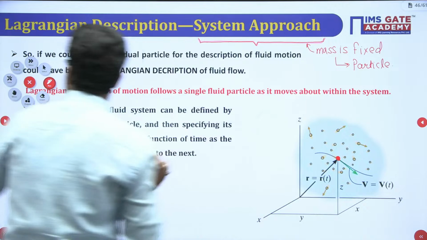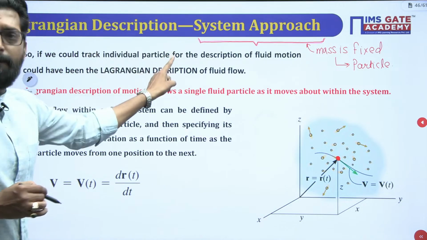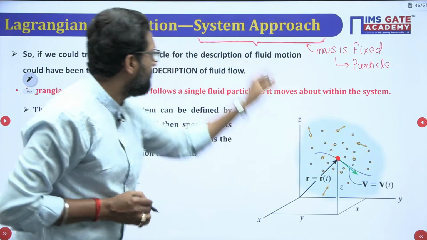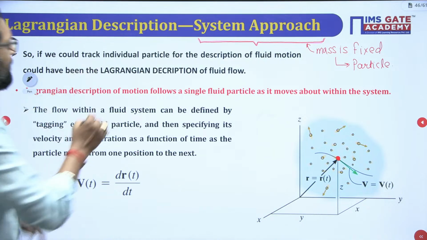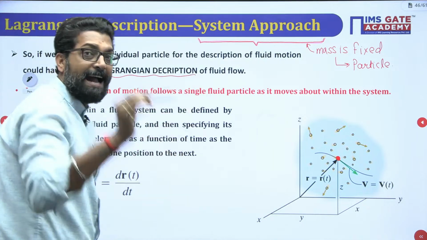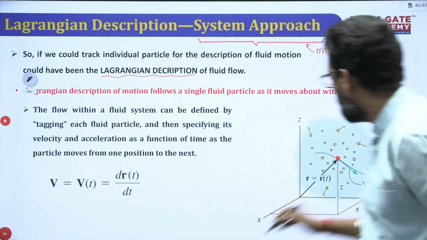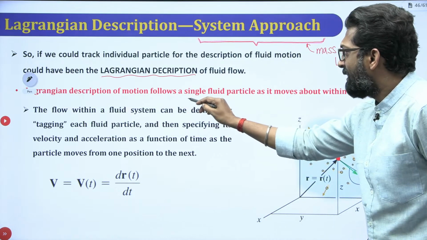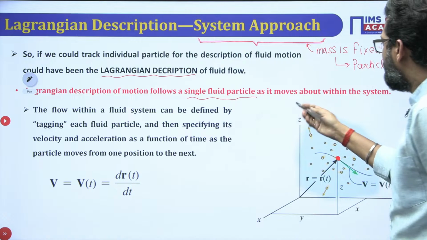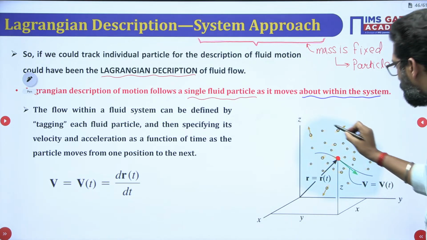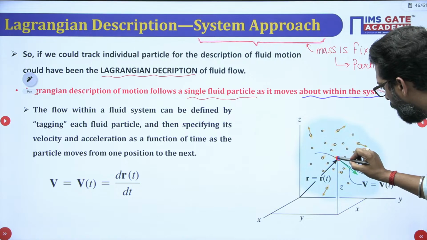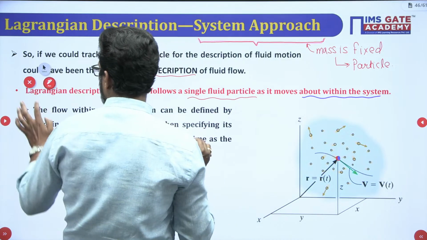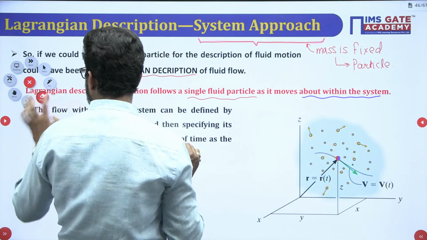So if we could track the individual particle for the description of the fluid motion, that would be a Lagrangian description of the fluid flow. You have to track the particles. Now the Lagrangian description of the motion follows a single fluid particle as it moves about within the system. That means this is our system, and in the system the single fluid particle is moving.